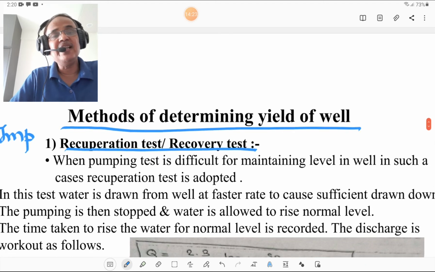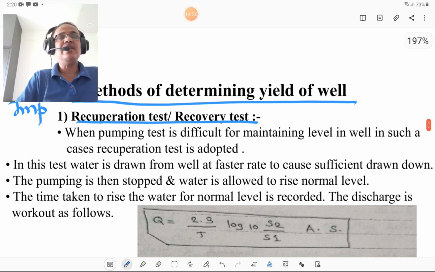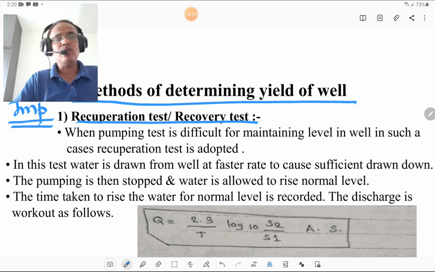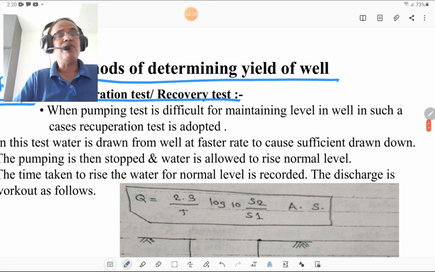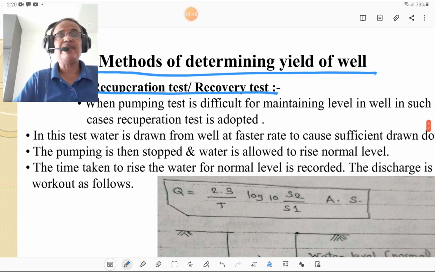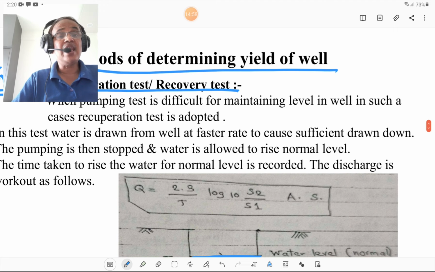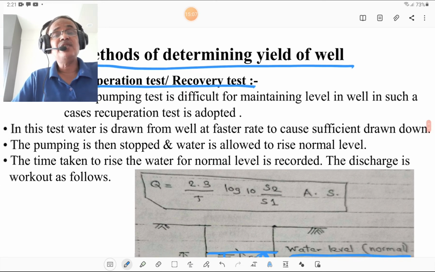Then the methods of determining the yield of a well. Yield of a well is nothing but the quantity of water obtained from that well. The first test is the recuperation test or recovery test. This is very important and a very simple one also. When pumping is difficult for maintaining the level in the well, in such cases the recuperation test is adopted. In this test, water is drawn from the well at a faster rate to cause sufficient drawdown. The pumping is then stopped and water is allowed to rise to normal level, and the time taken to rise from drawn level to normal level is recorded, and the discharge is worked out as follows.